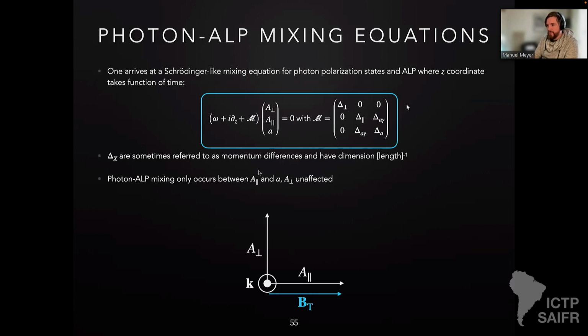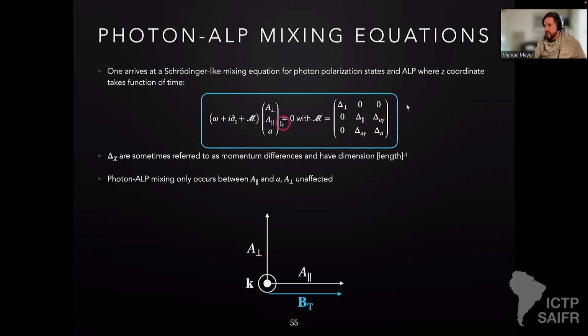What is important here, when you look at this mixing matrix, is the perpendicular polarization, which is given by this here. Assume you have some external magnetic field, polarized in one direction. Then you have one photon polarization state parallel to it and one perpendicular to it. And you see that the perpendicular state, this one here, completely decouples from the axion. If you multiply this mixing matrix with this vector, you see that the perpendicular component completely decouples from the axion.